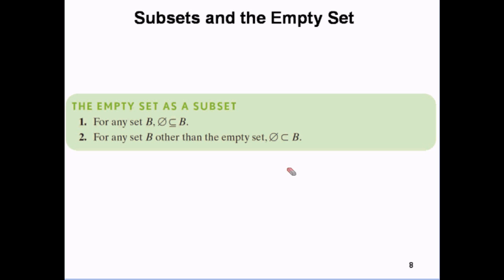If you're talking about any set, the empty set is a subset of every single set because nothing is inside of everything. That doesn't make any sense, what I just said, but if you took every single thing out of the set, you'd still have nothing. And that's what the empty set is: nothing. Does that make sense now?